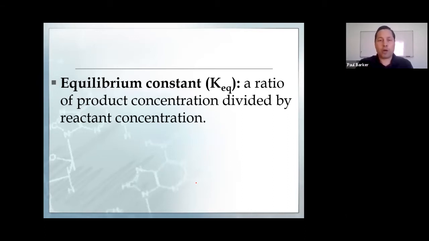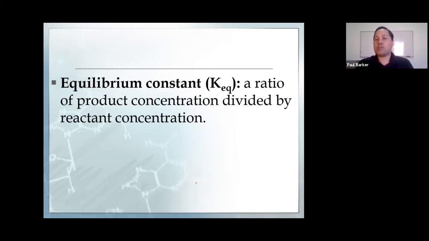It's a ratio of product concentration divided by the reactant concentration. So the concentration of product you're going to put in the numerator, the concentration of the reactant will go in the denominator, and you go ahead and divide them to get the value for the equilibrium constant.